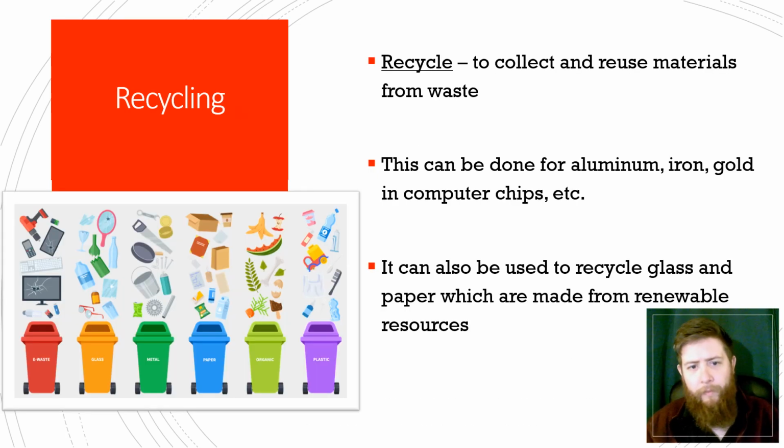Humans, we've kind of started to figure out recycling, where we can collect and reuse materials from waste. Things like e-waste and organic waste are things that we don't really think of as recyclable, but are. So we can recycle things like aluminum, iron, gold, computer chips. We can also recycle glass and paper, which are made from renewable resources. Mr. really likes upcycling, where you take something that was old and fix it up so that it's new now, and then you continue to use it and you don't let it go into the landfill. I like that kind of stuff personally.